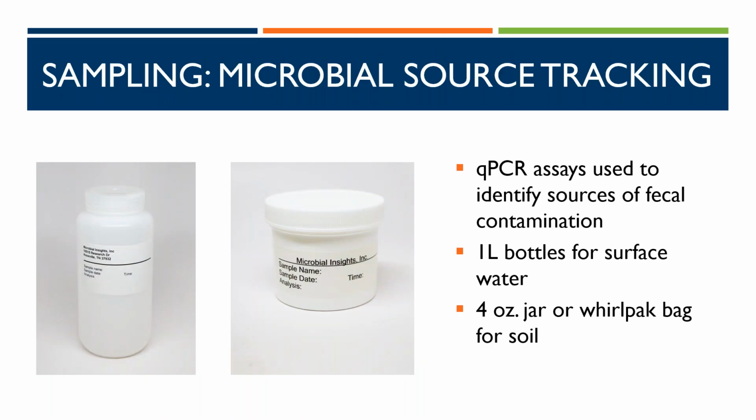We also offer microbial source tracking qPCR assays. We have markers for humans, ruminants, dogs, gulls, and geese that can help identify sources of fecal contamination and guide corrective actions to improve water quality. Source tracking samples can consist of 1 liter of surface water or a 4-ounce jar or Whirl-Pak bag for soil or solid samples.